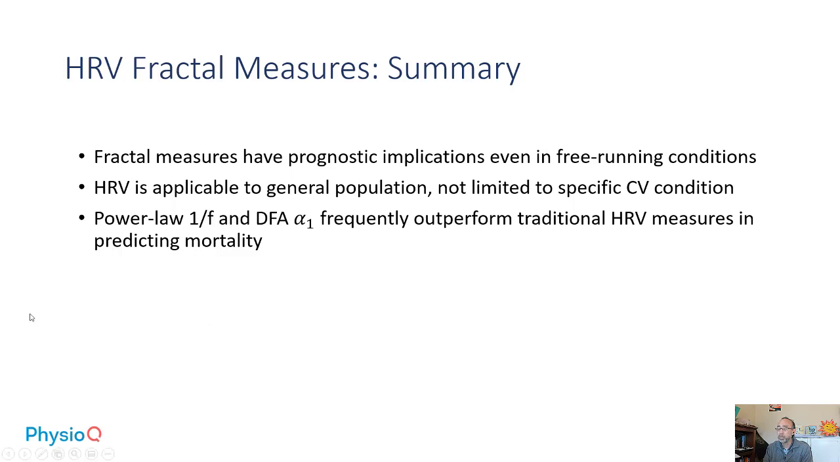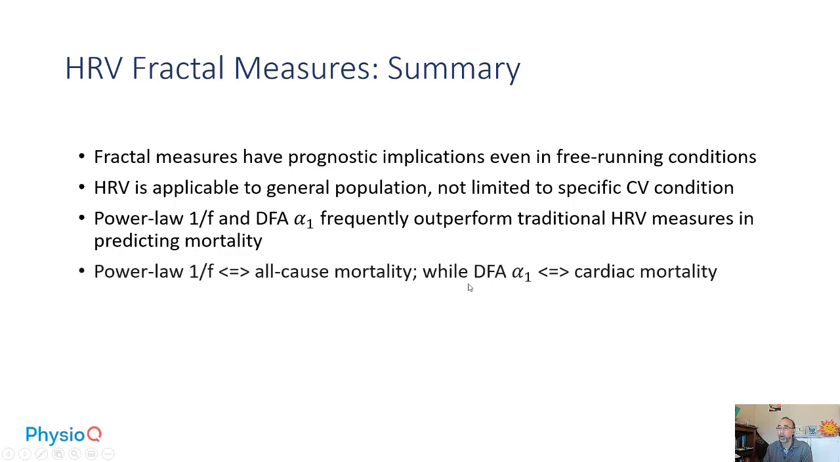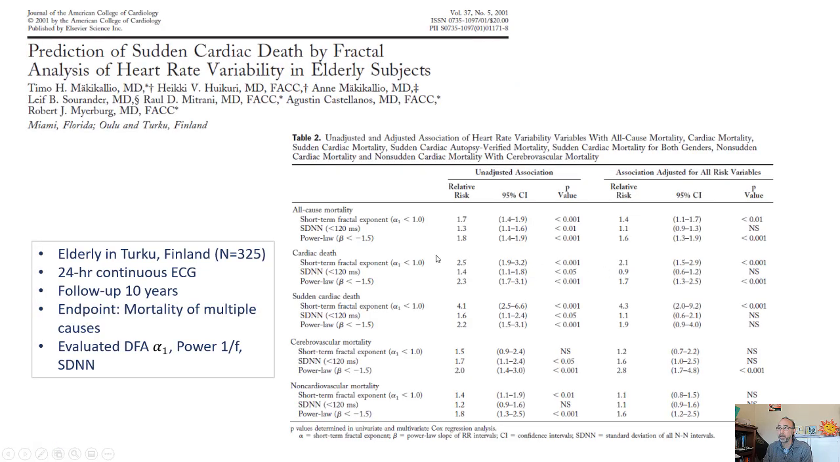Power law 1 over F and DFA alpha 1 frequently outperform traditional heart rate variability measures in predicting mortality. I didn't really go into too much detail, limited by the time of this presentation, but it seems that this was specifically consistent across multiple studies and more so in the era of beta blockers, which tended to affect the traditional heart rate variability measures a little more. The other interesting thing is that power law 1 over F tends to correlate more with all-cause mortality, whereas DFA alpha 1 correlated more with cardiac mortality.